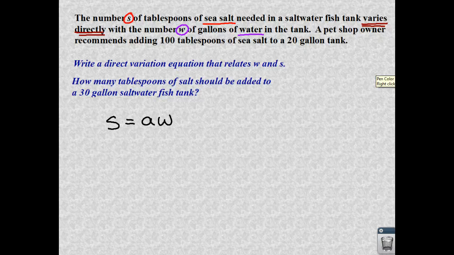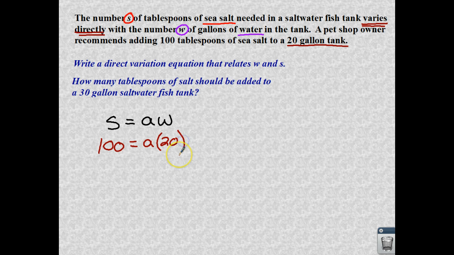So what is S? S represents the sea salt. So he recommends adding 100 tablespoons of sea salt. So 100 is equal to a times W. Well, what is the W here? The W is the water. So this is a 20-gallon tank. So a times 20. And now I need to figure out, what is my rate of change? What is my constant of proportionality? So let's divide both sides by 20. And I know that my constant is going to be 5.